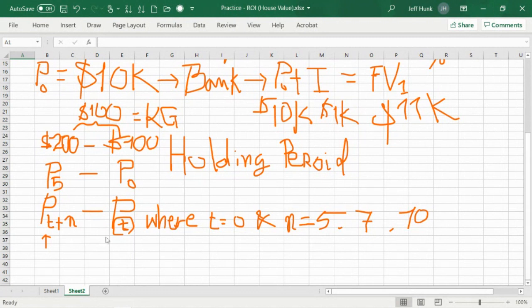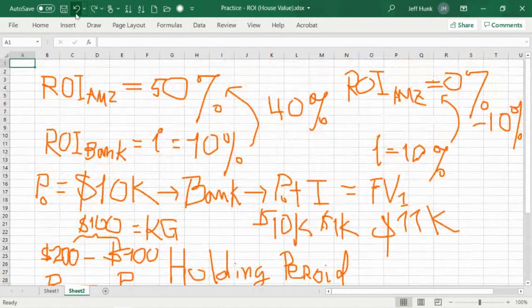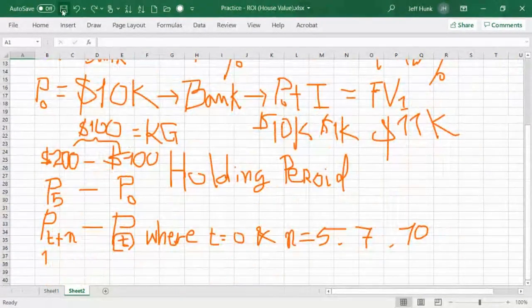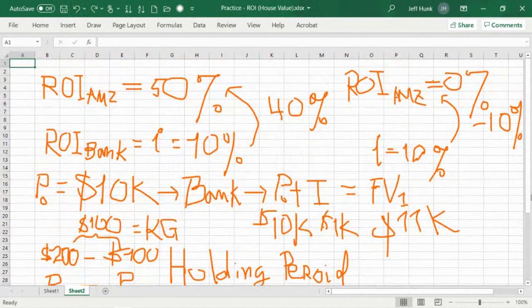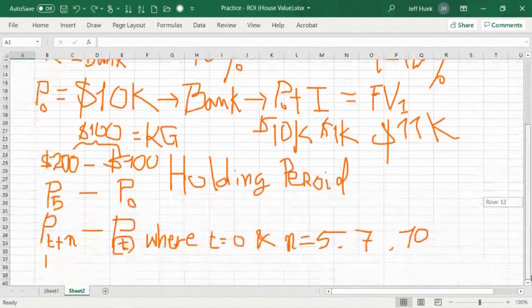Or we can also put it this way, because future is unknown. I mean, if time 0 is now, oh no, I shouldn't have saved this. That's okay.